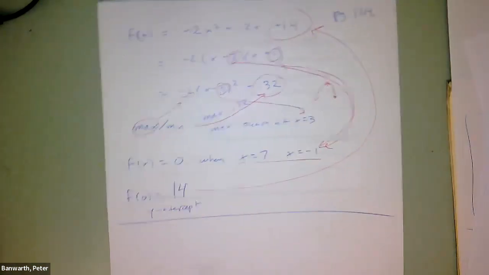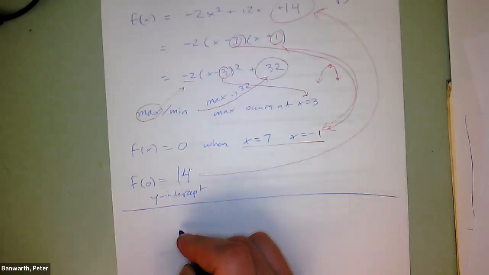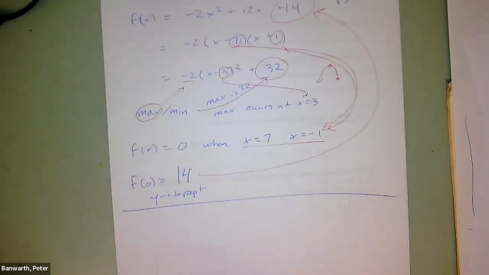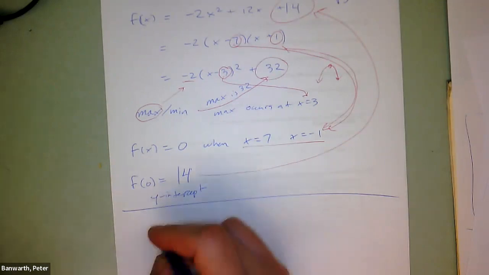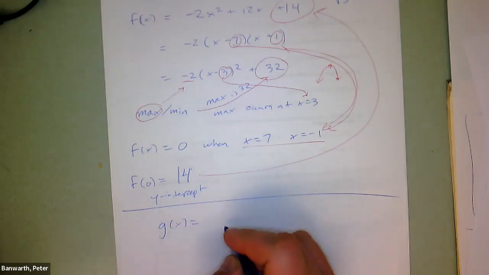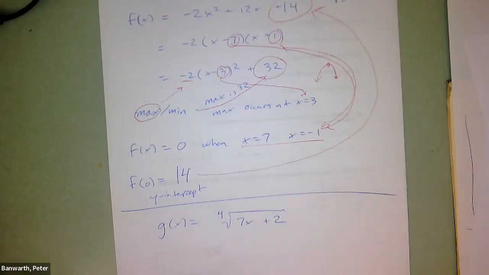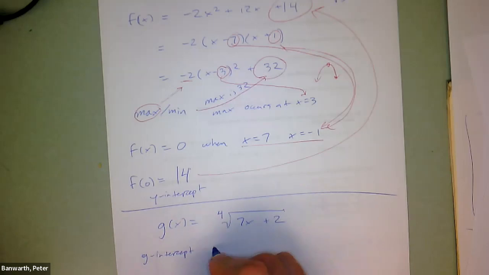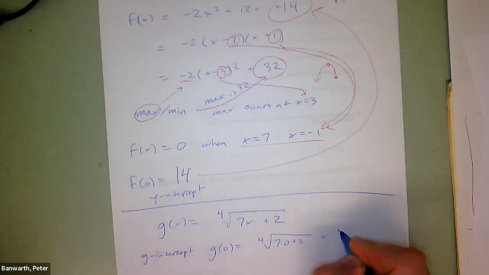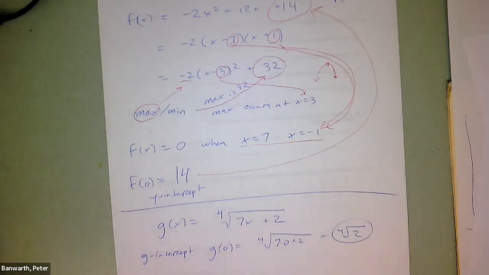All right. In general, we might want to know x-intercepts and y-intercepts. So that's something that's worth figuring out. If I have a function g of x equals the 4th root of 7x plus 2, I can find the y-intercept, which is g of 0, which is the 4th root of 7 times 0 plus 2, which is just the 4th root of 2. Let's leave it like that.